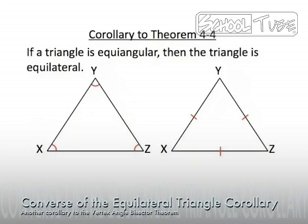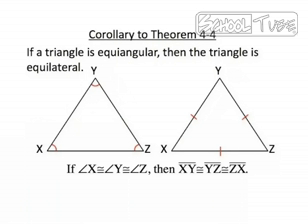So now let's look at corollary to theorem 4.4. It says that if a triangle is equiangular, then the triangle is also equilateral. And this corollary looks just like the other one, but backwards. So if angle X, angle Y, and angle Z are all congruent, then segment XY is congruent to segment YZ, and segment YZ is congruent to segment ZX.